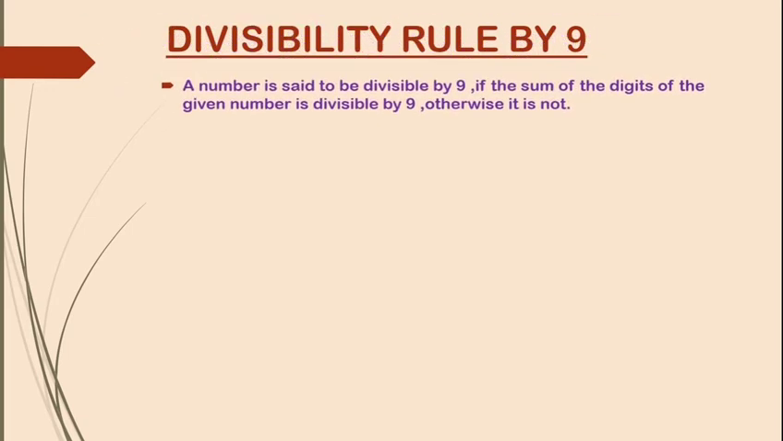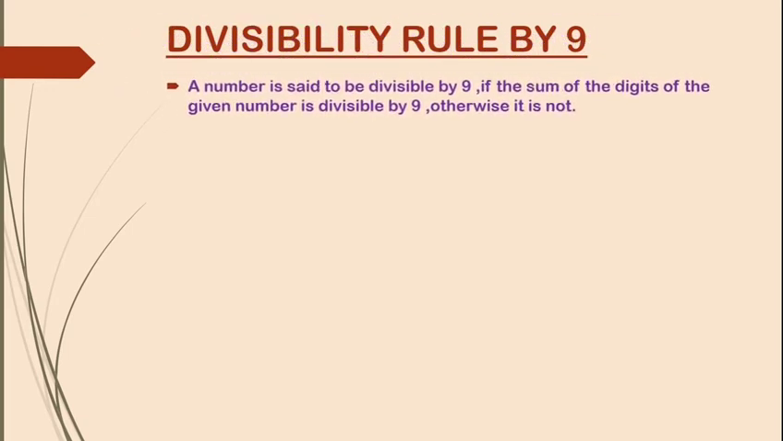Next comes divisibility test by 9. So this divisibility test is same as the divisibility test of 3. That is the first step of making a sum of the given digits is same. But then what you have to check is, you need to check whether the sum is divisible by 9 or not. So a number is said to be divisible by 9 if the sum of the digits of the given number is divisible by 9. Otherwise, it won't be divisible by 9. So let's see some examples.